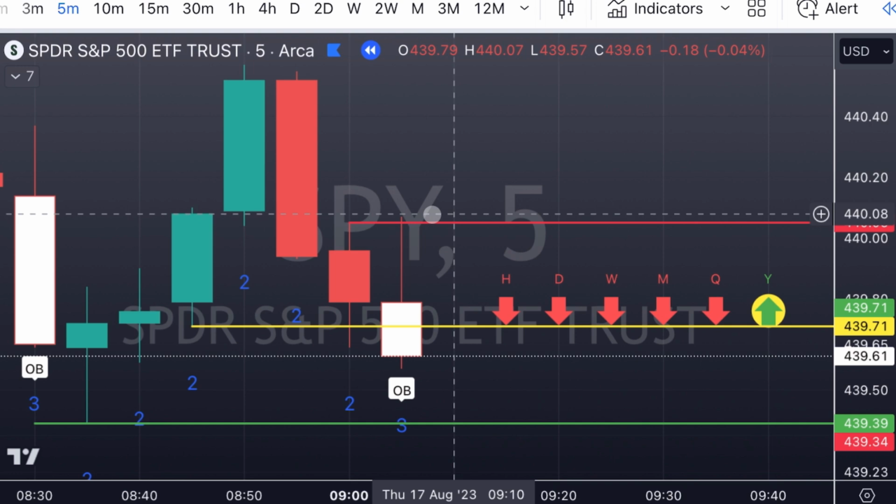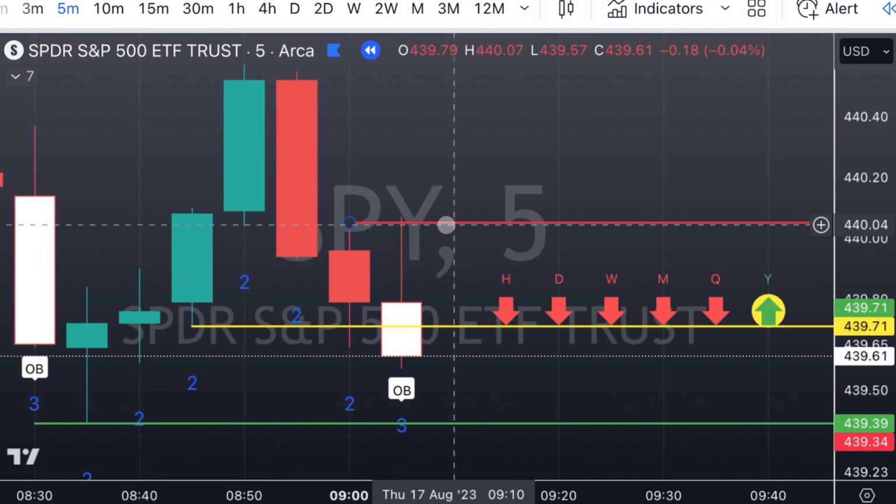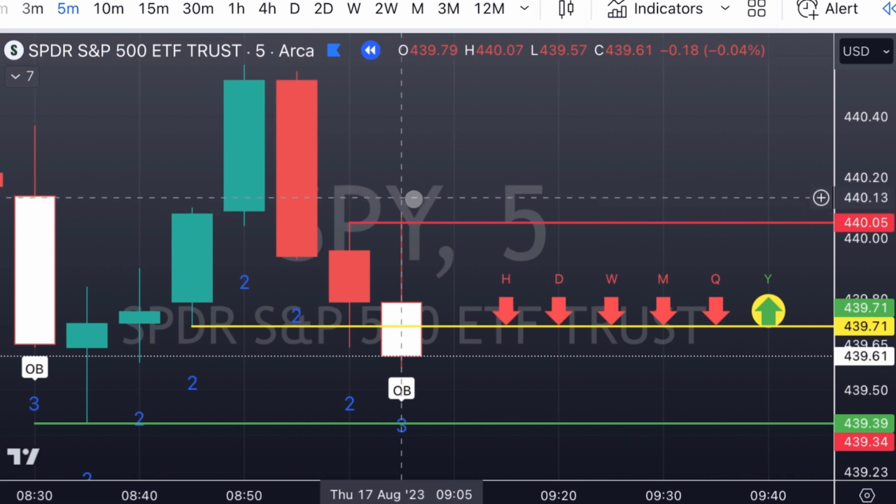Now, if you look, the top of this candle, what was the high? 440.07. This stop loss was 440.05. And I thought, if it runs a little bit higher than that, I'll get out. But just because it ticked above and then started coming back down, I stayed in. That's the only reason I won this trade and she didn't. That's exactly what happened.